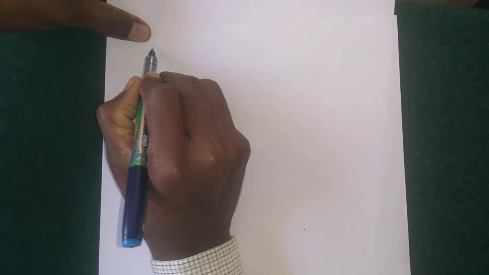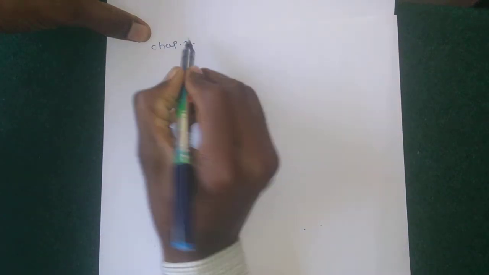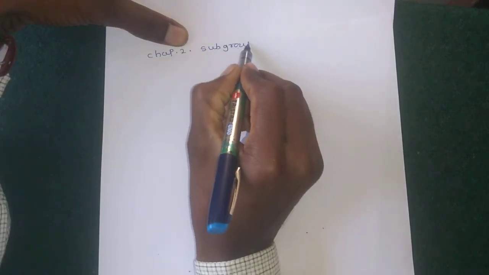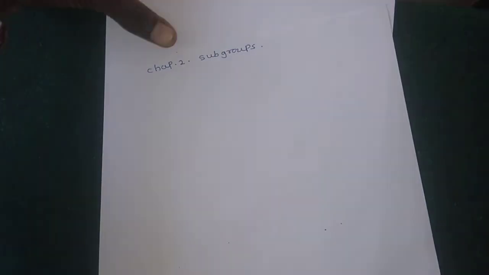Hello students, today we are going to discuss the next chapter of group theory, the second chapter of group theory: subgroups. So first we discuss the definition of subgroup.